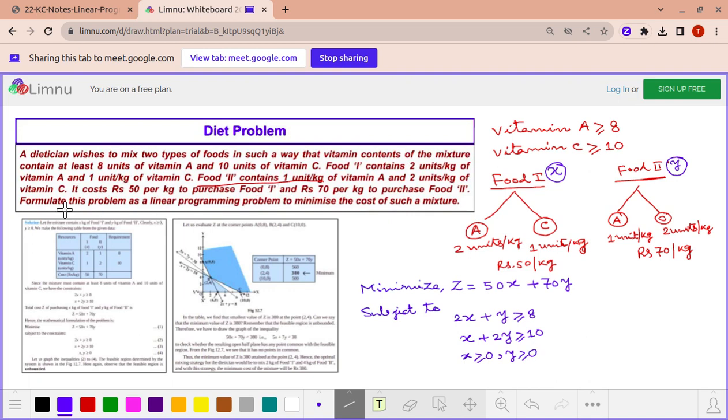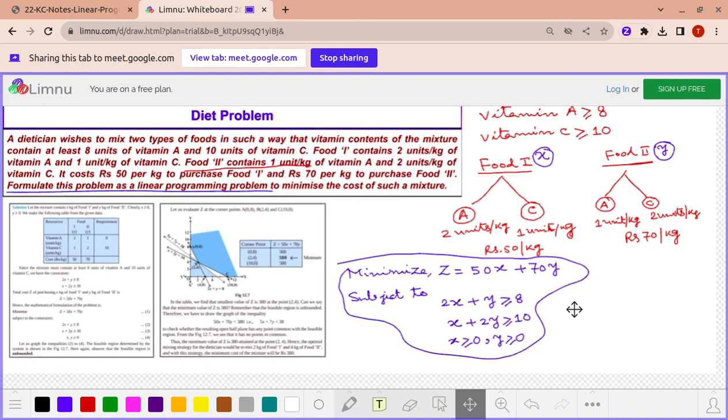So the first question was to formulate this problem as a linear programming problem. Whatever we have done, that is in the blue color, let me mark it here. This is the formulation of the problem as a linear programming problem, and then we need to solve it. So how to solve it? Let us do it.